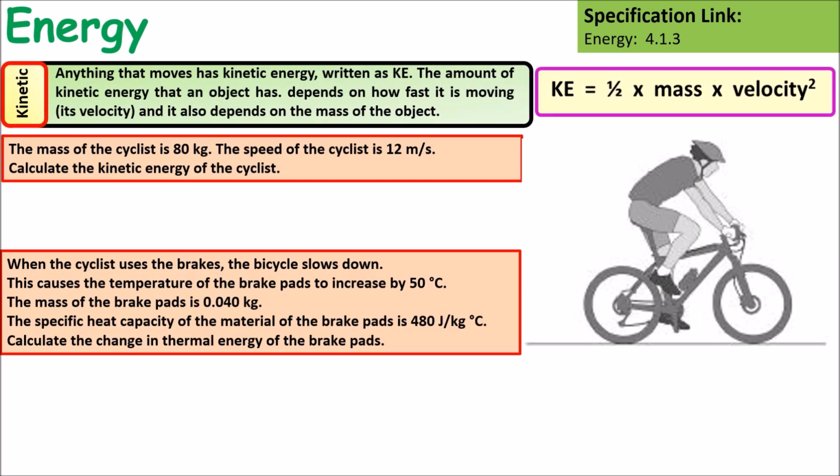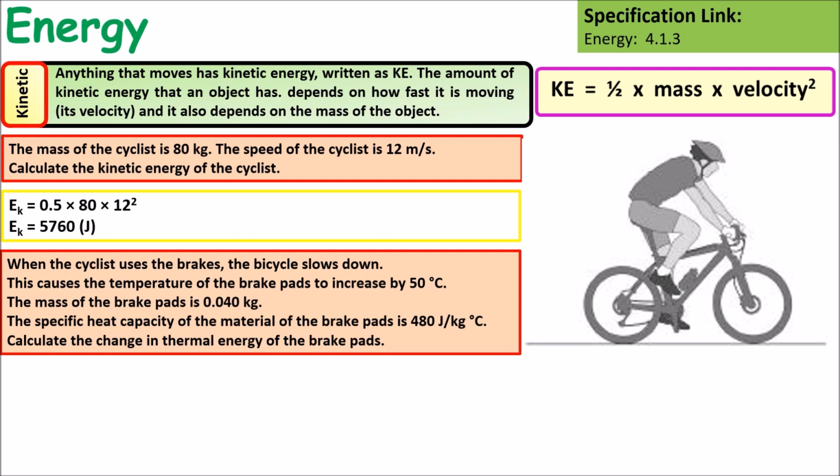If we look at this question, the mass of a cyclist is 80 kilograms. The speed of the cyclist is 12 meters per second. Calculate the kinetic energy. So the equation is there. You'd work it out by 0.5 times the mass, which is 80, times the velocity squared, which will be 12 squared, which would give you a kinetic energy of 5,760 joules.